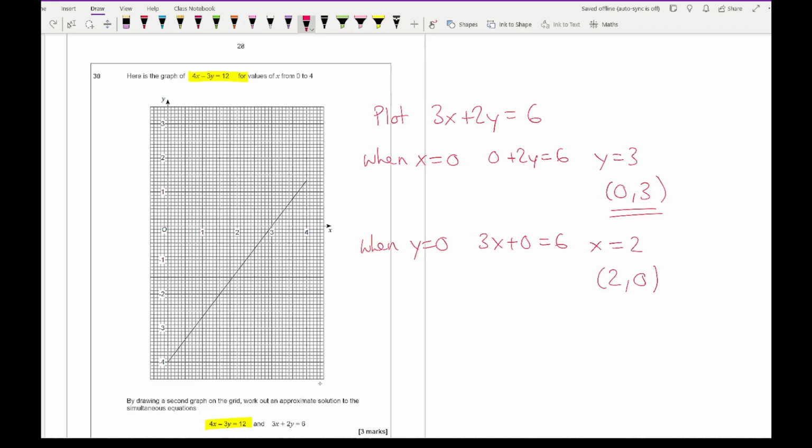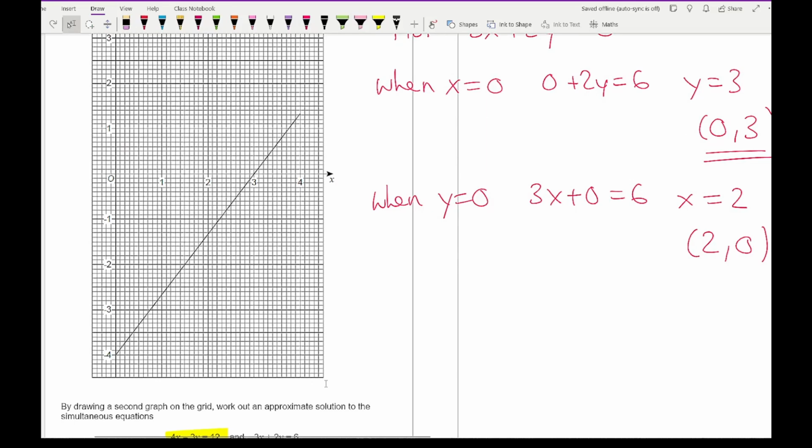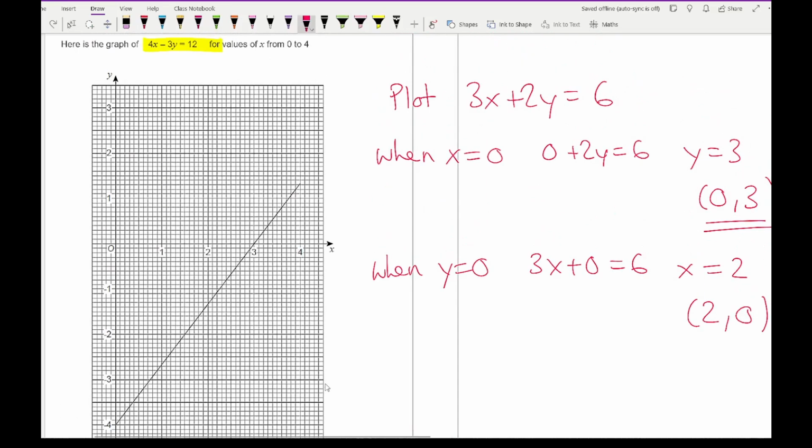So on the set of axes, if I then zoom in, I'm plotting those coordinates of 0, 3. So 0, 3 is there, and 2, 0 is here. So all I need to then do is draw a straight line connecting those points. And let me just do that so it's going to be as accurate as I can.